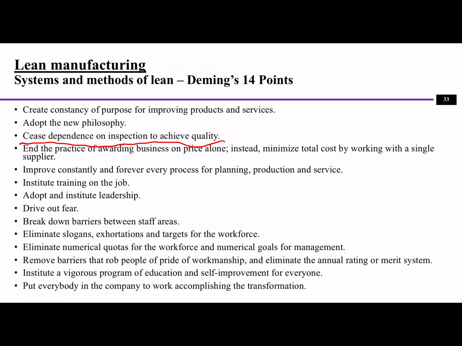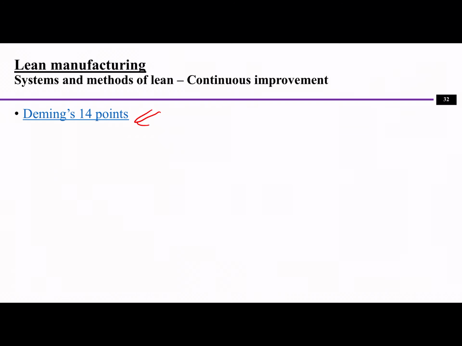And a lot of other principles are also important, like break down barriers between staff areas, and these are psychological issues. You might want to have more communication between staff so that if a problem happens, they can easily communicate, and it also helps with psychological problems. So read through all these Deming's 14 points and also listen to the video. Hopefully you can get a better idea about lean manufacturing.